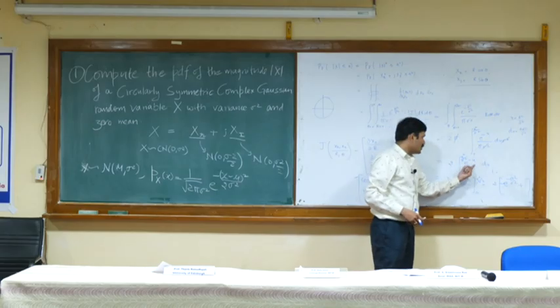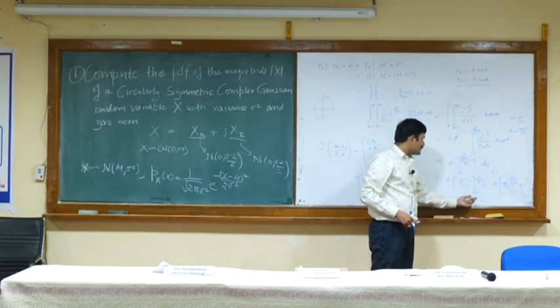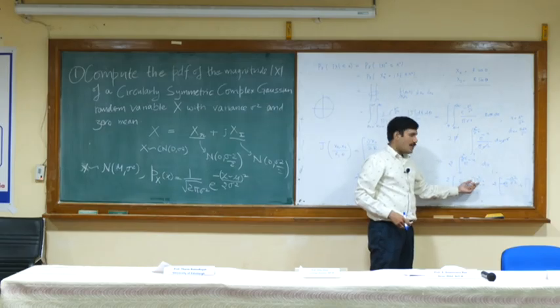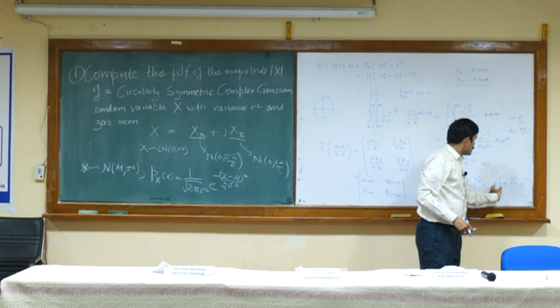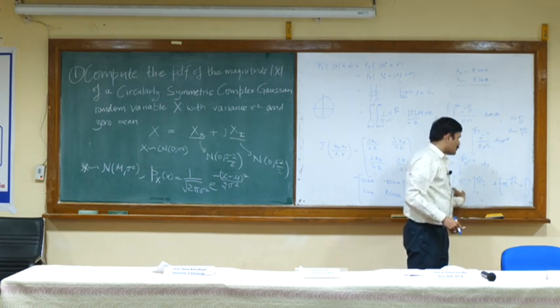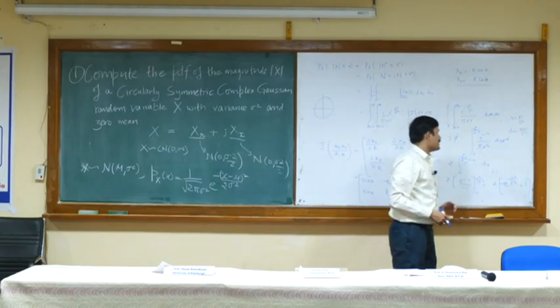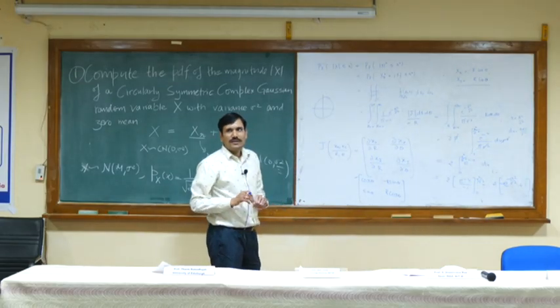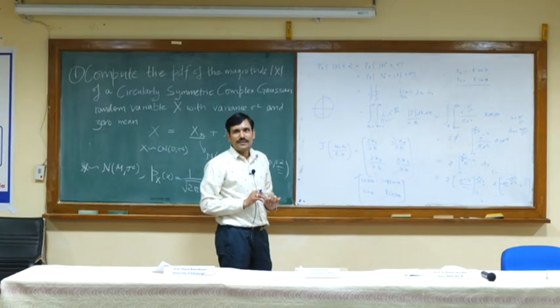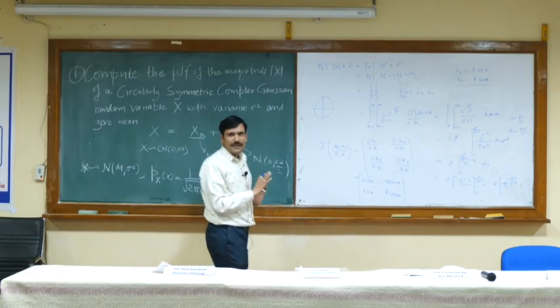So I take the integration of e to the power minus u, and I will get e to the power minus u divided by minus 1, with limits 0 to a square divided by sigma square, and the 2 factor will remain here. If I put the limit here, I will get 2 times 1 minus e to the power minus a square divided by sigma square. Any issue here? If you want, I can explain again.